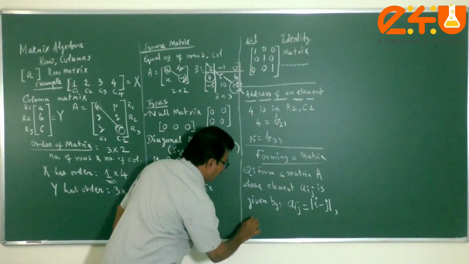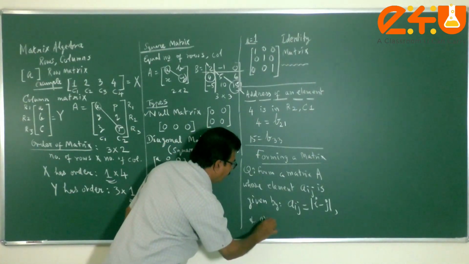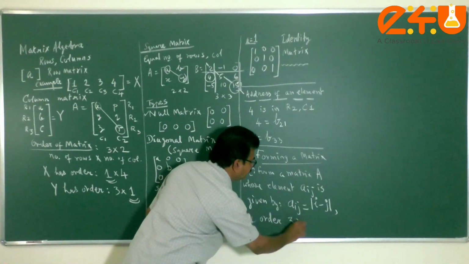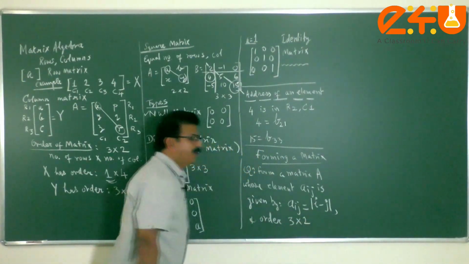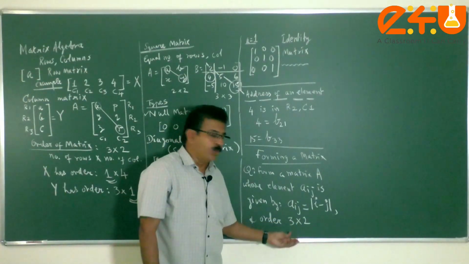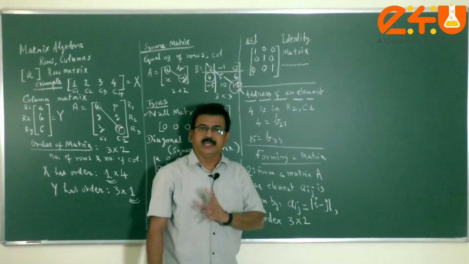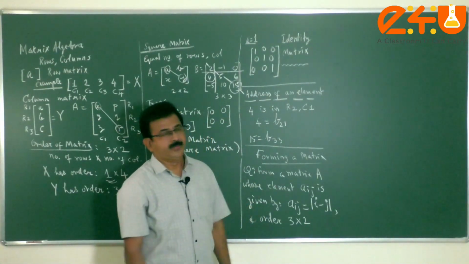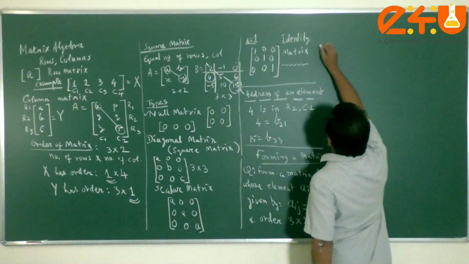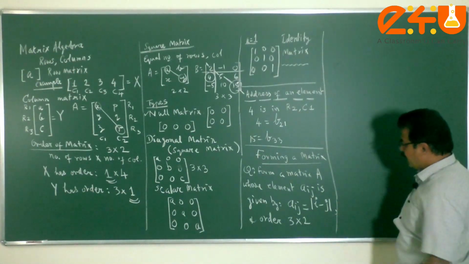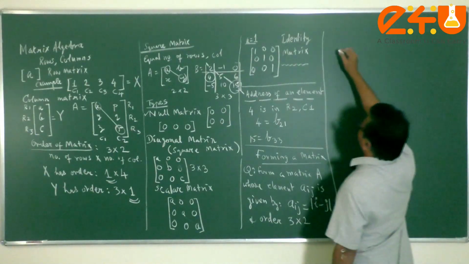Given by, okay, and of order 3 by 2, which means you have to prepare 3 rows and 2 columns. Totally 3 times 2, 6 elements you have to form under this discipline, or I can say under the rule or relation mod of i minus j.